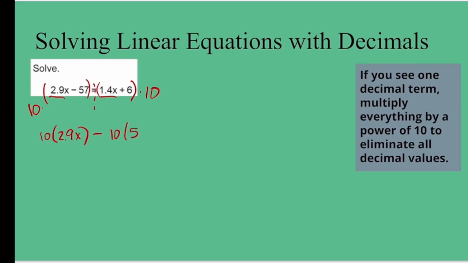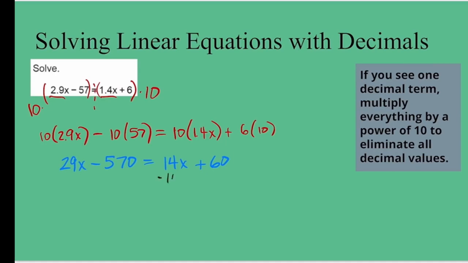And while I'm writing this out, the reason we're multiplying by 10 is these decimals only go to the 10th place. There's one decimal place, which means if I multiply by a power of 10, it's going to move the decimal one place to the right. The whole equation changes now. Now we have 29x, 570, 14x, and 60. So now we have an equivalent equation that's going to give us the same answer as the previous equation.